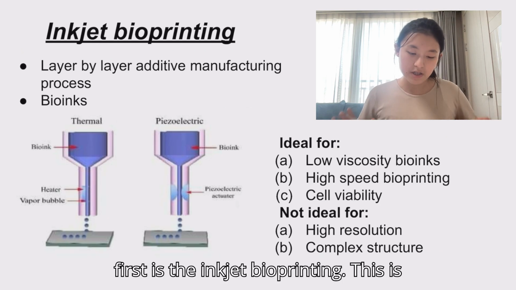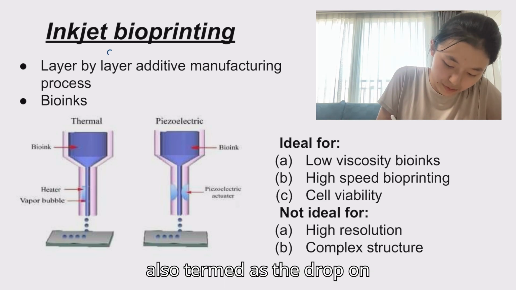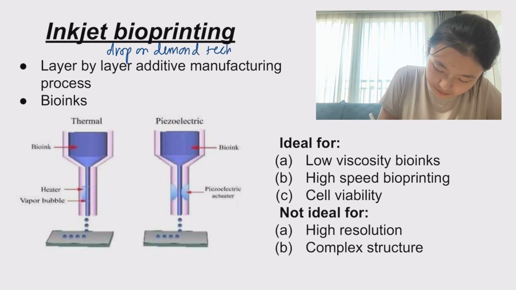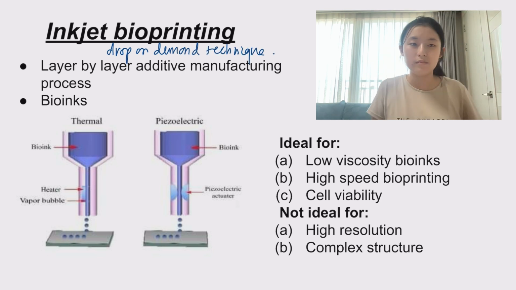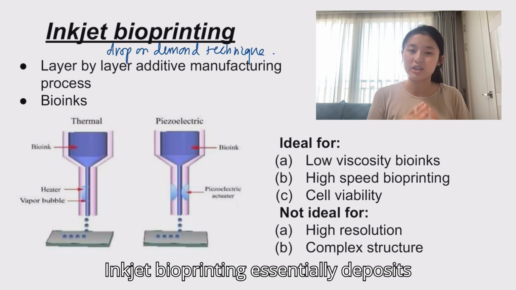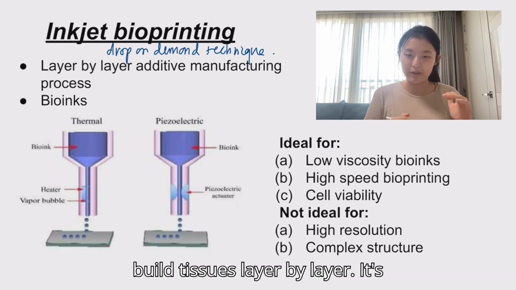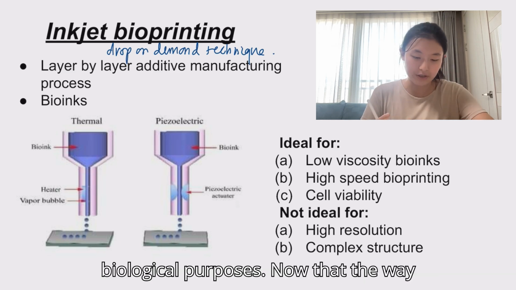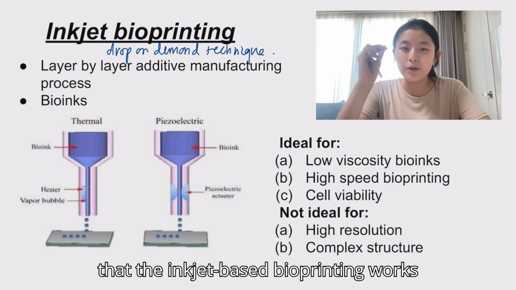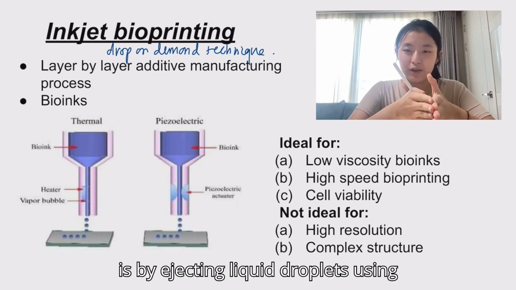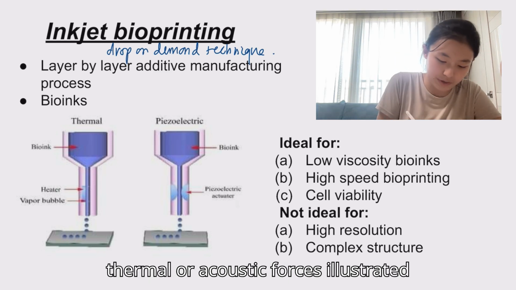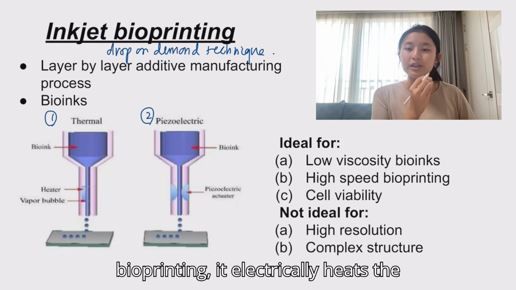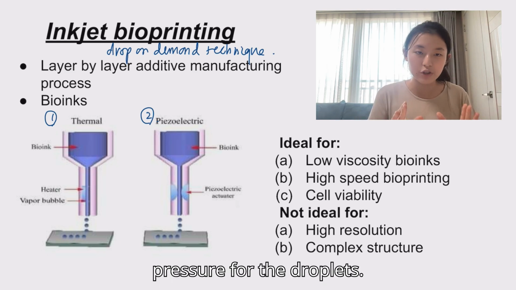Okay. First is the inkjet bioprinting. This is also termed as the drop-on-demand technique. Inkjet bioprinting essentially deposits small droplets of bioink in order to build tissues layer by layer. It's commonly used for both non-biological and biological purposes. Now, the way that inkjet-based bioprinting works is by ejecting liquid droplets using thermal or acoustic forces, illustrated right here. Okay. Thermal inkjet bioprinting electrically heats the print nozzle in order to generate pressure for the droplets.